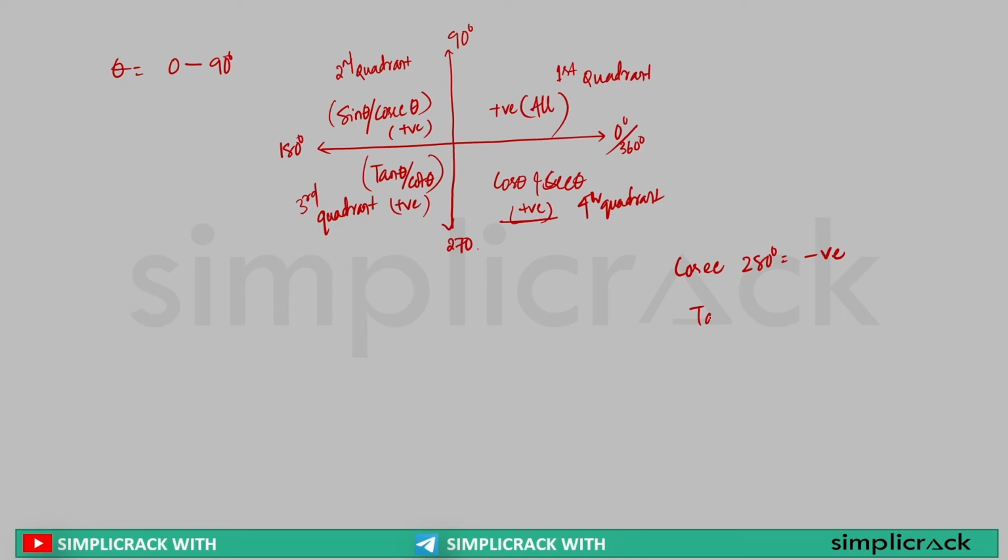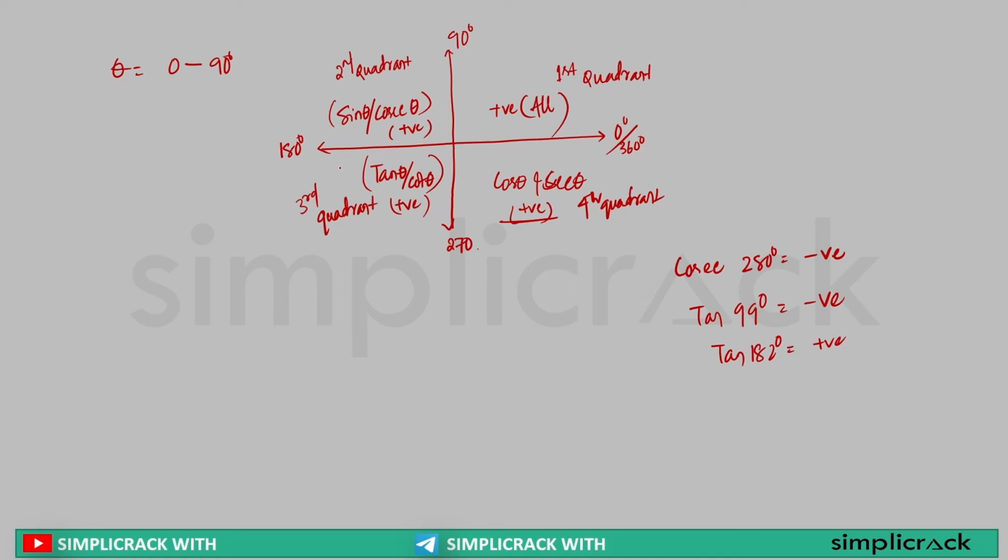If someone asks what is the value of tan 99 degrees, it will be negative because tan is positive in the first quadrant and third quadrant. In the first quadrant everything is positive. In the third quadrant only tan and cot are positive. If it asks what is tan 182 degrees, it will be a positive value.